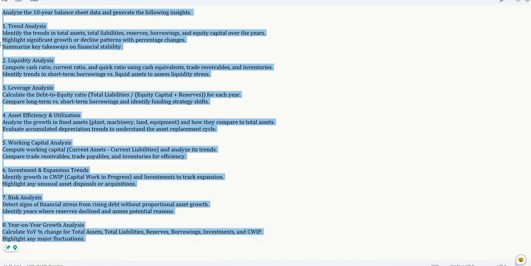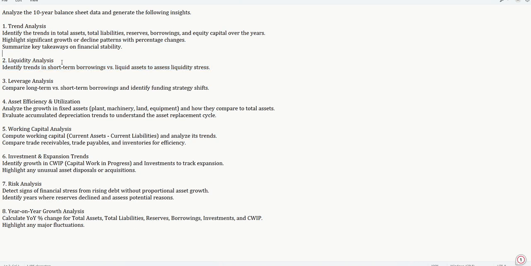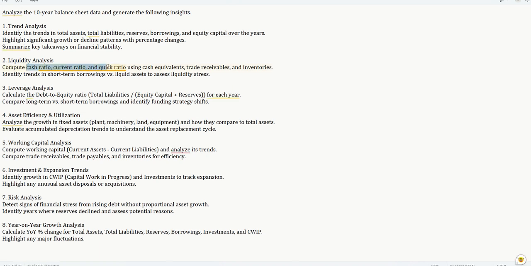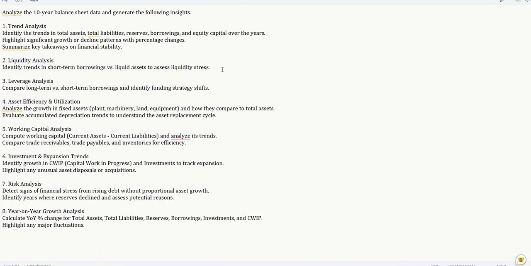So for the second prompt, I am removing all the formulas like cash analysis, because the cash ratio, current ratio and all we have done in a previous video. So I'm going to remove all that. I'm only interested in getting some insights about short-term borrowing, long-term borrowings, how is their asset efficiency utilization, and working capital analysis.